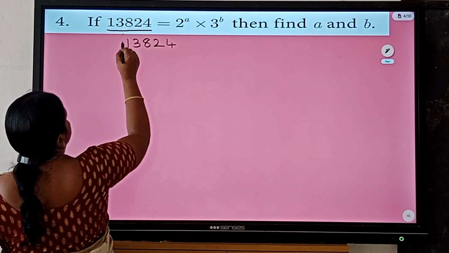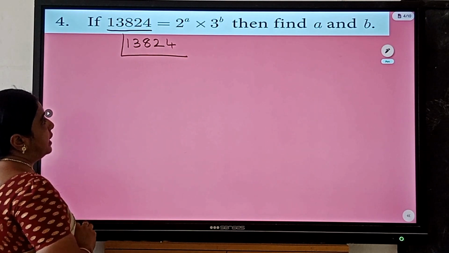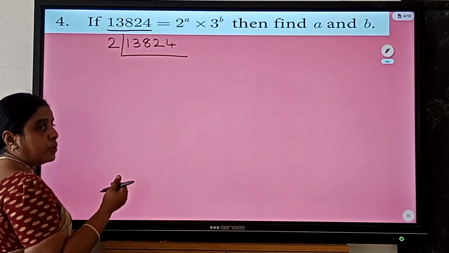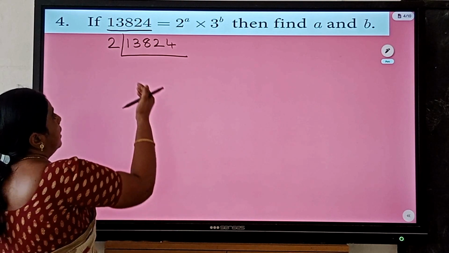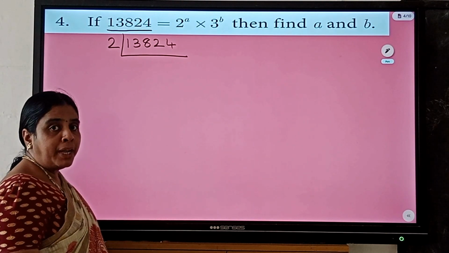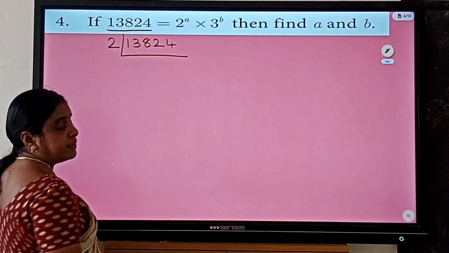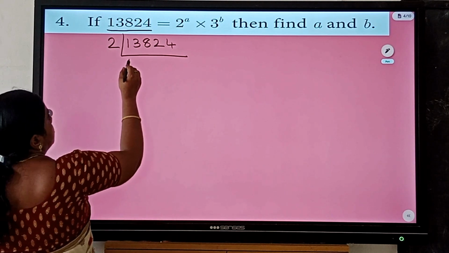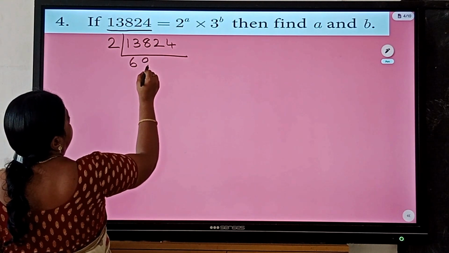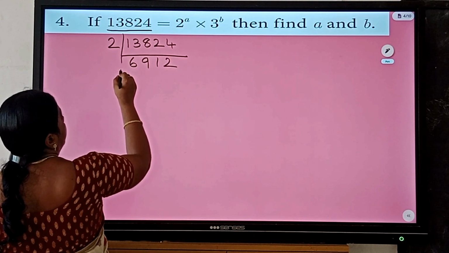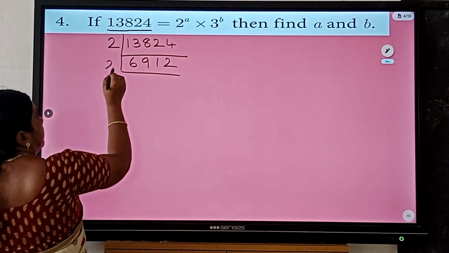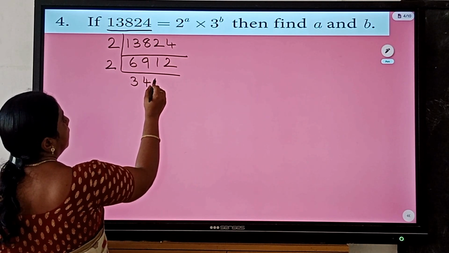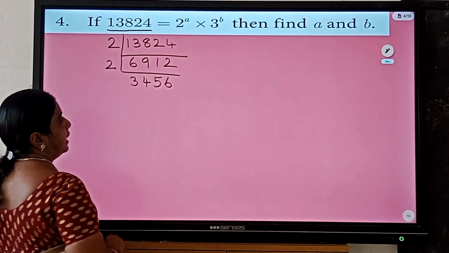So 13,824 we are going to divide by 2, the first prime number. Seeing the last digit, we do the prime factorization by checking which number it is divisible by. 4 is divisible by 2, so using that we are going to divide it. 2 6s are 12, 2 9s are 18, 12. Again you have it ending in an even number, so dividing it by 2, 3s are 6, 2 4s are 8, 1 remaining, 5, 10, then 6.